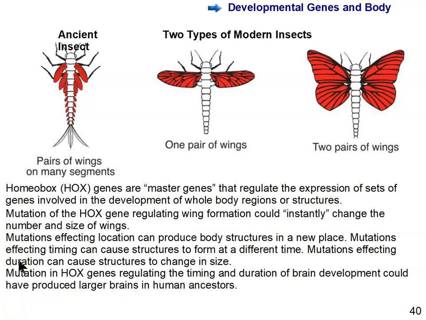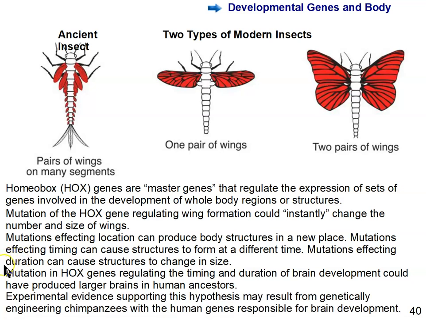I don't think anybody's done it, but there's a possibility of experimenting with that idea. Experimental evidence supporting this hypothesis may result from genetically engineering chimpanzees with the human Hox gene responsible for brain development, to see if we could grow larger brains in chimpanzees, our closest relative. So that's the power of Hox genes. That's how species can evolve very quickly over a relatively short period of time.